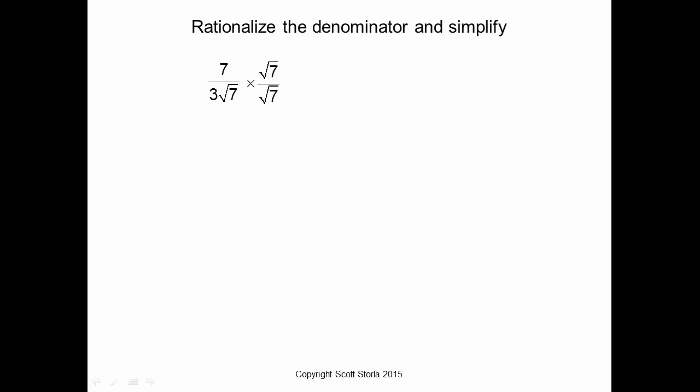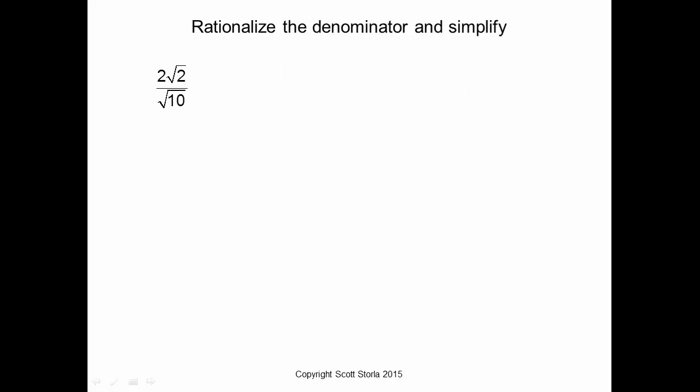In the numerator, that will lead to 7 times root 7, and in the denominator, 3 times root 49. Of course, square root of 49 is 7. And again, keep in mind this is 3 times root 49. Therefore, it's the same as 3 times the value 7. These factors of 7 reduce, and I'm left with square root of 7 over 3.